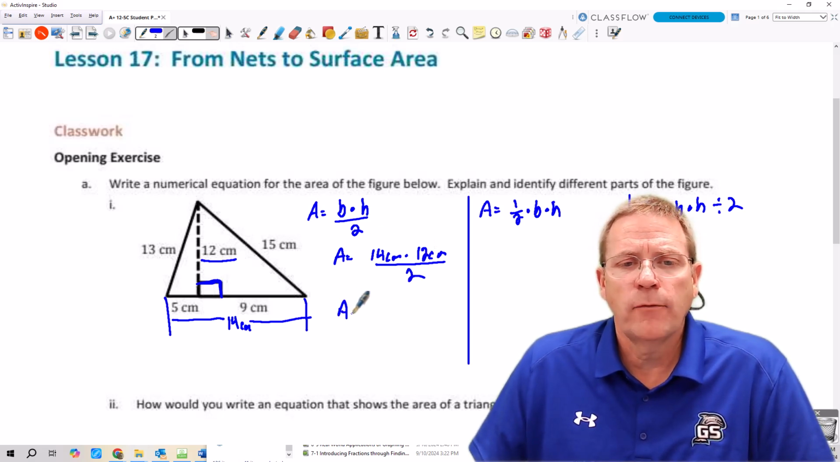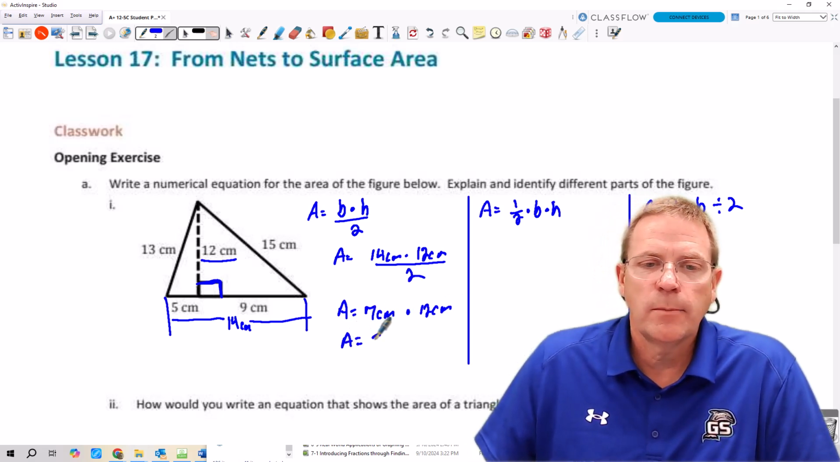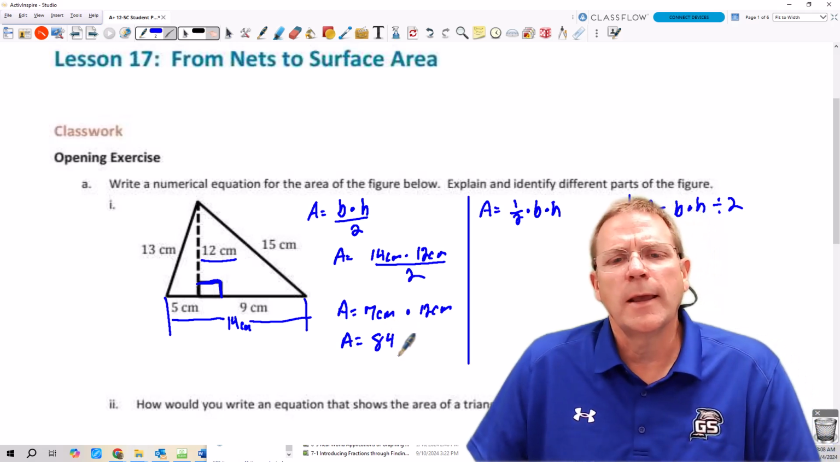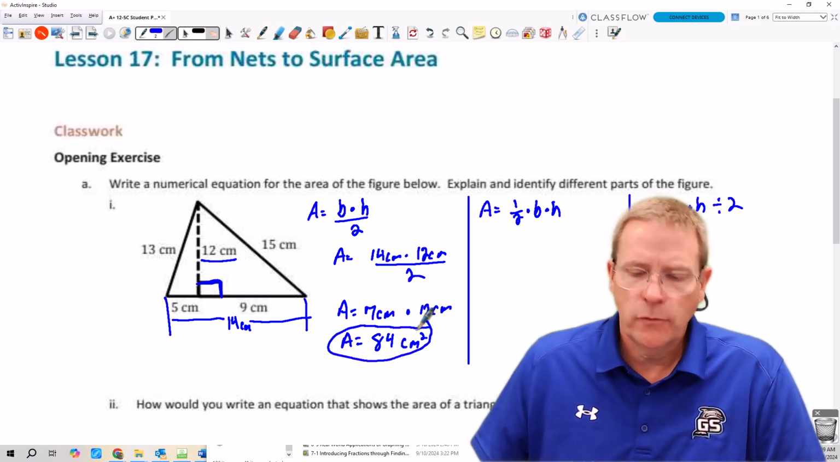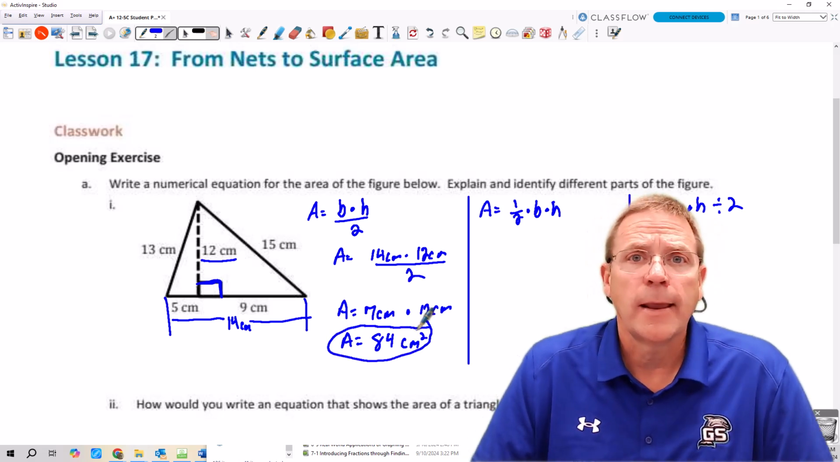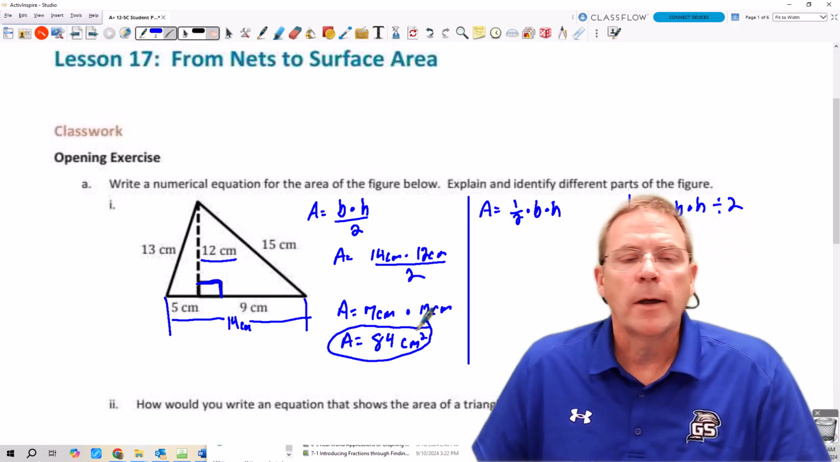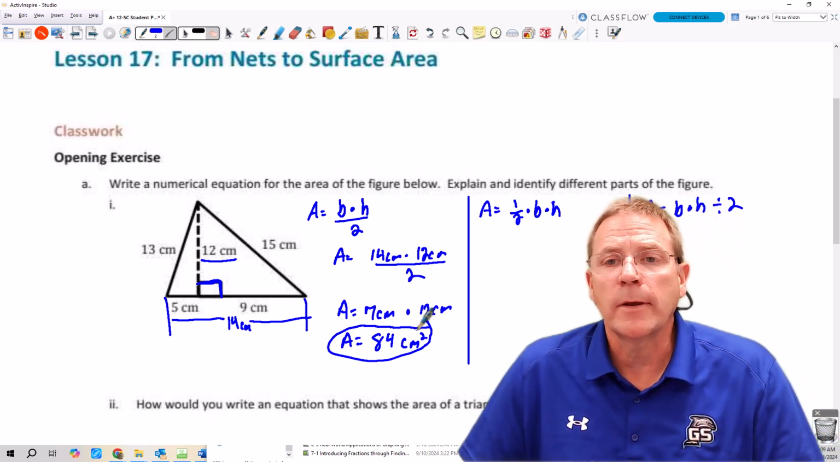I'm going to take half of 14, and that's going to give me 7 centimeters times 12 centimeters. 7 times 10 is 70, 7 times 2 is 14, and 70 plus 14 is going to give me 84. Centimeter times centimeter is centimeter squared. And it doesn't matter which of those three formulas you use, the answer would be the same. But I think I might have gotten ahead of myself with that.